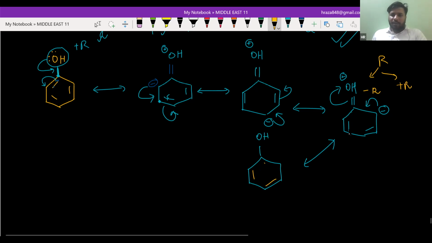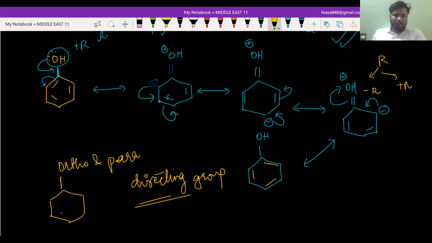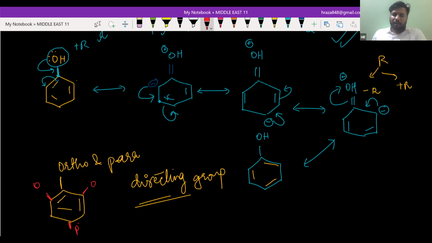Now what I want to say is that OH is basically an ortho and para directing group. How? If I'm going to write the structure of benzene with respect to this, can you tell me which position is para, which position is ortho? This is ortho, this is also ortho, this is para, right or wrong?